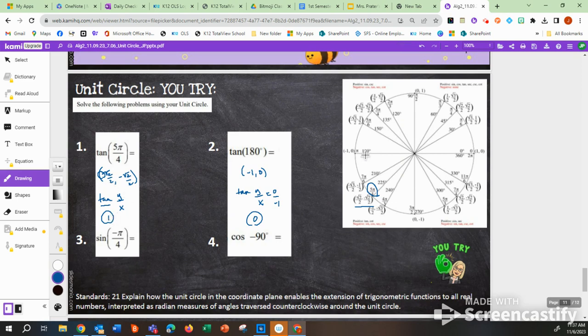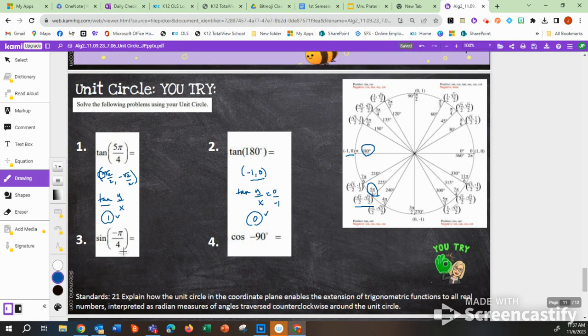Tangent at 180. Here's 180. Here's the ordered pair, negative 1, 0 at 180. Tangent again is y divided by x. That's going to be 0 divided by negative 1, which is 0. I'll do these last two kind of live so you can see what's going on.